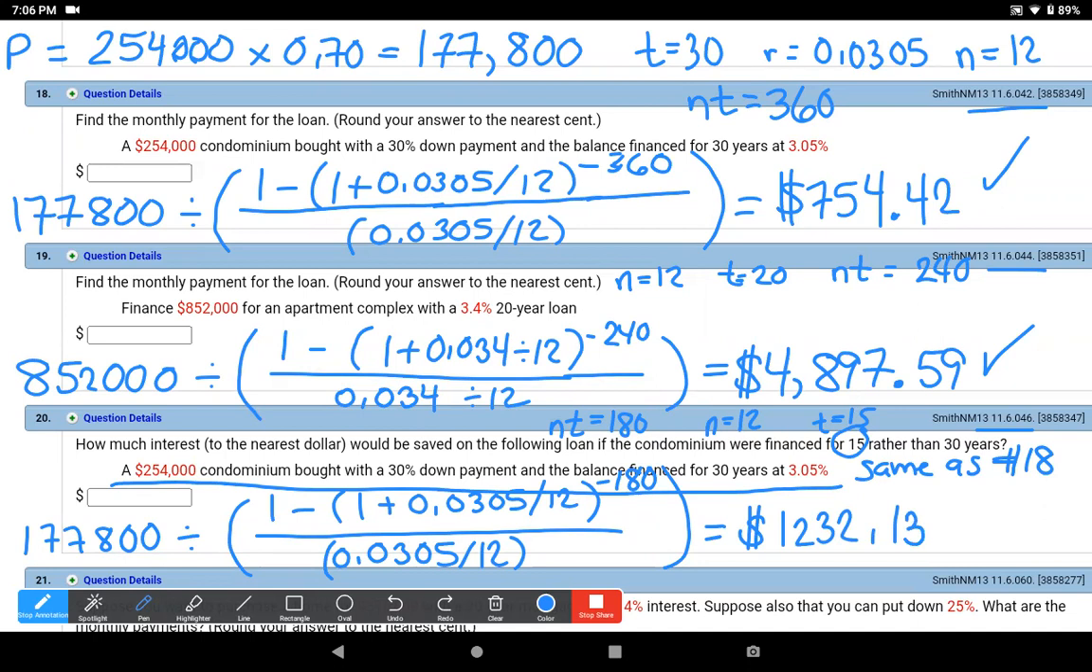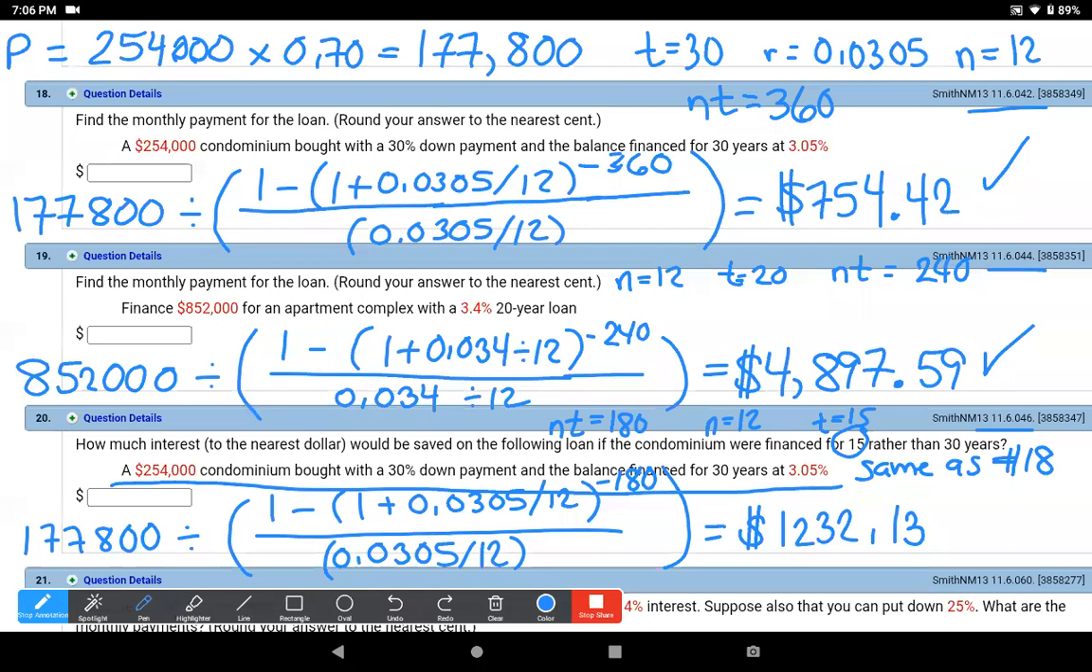how much interest to the nearest dollar would be saved on the following loan if it were financed in 15 years rather than 30. So I found the payment, right? I found the payment. Let's see if that leads us to something.